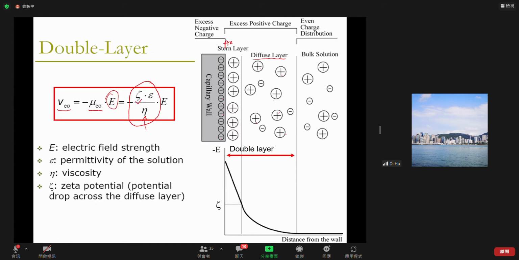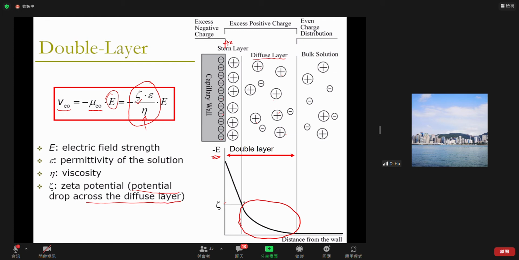Let's take a look. This shows the potential. Originally there is potential on the wall, because it's negatively charged. Because there are already some cations in the fixed layer, they neutralize the charge on the wall to make the net potential drop. The zeta potential is the potential drop across the diffuse layer. That means it's the potential drop in this mobile layer, okay? In this mobile layer. So it's easy to understand.